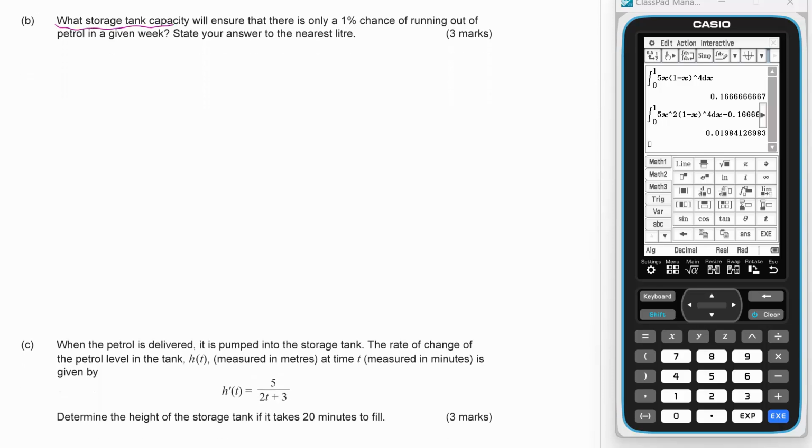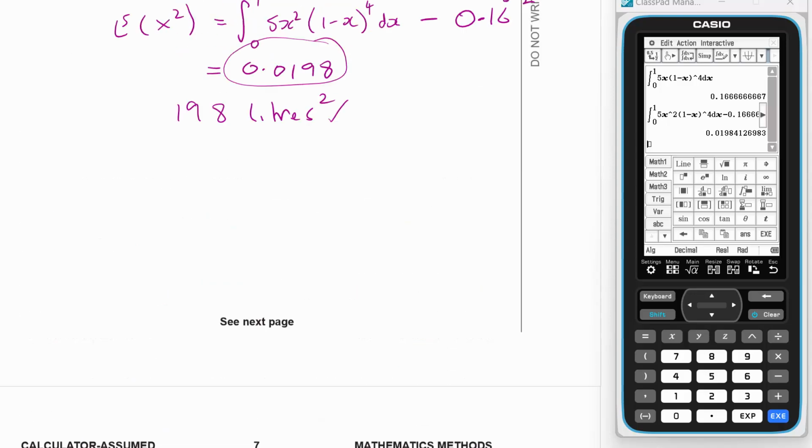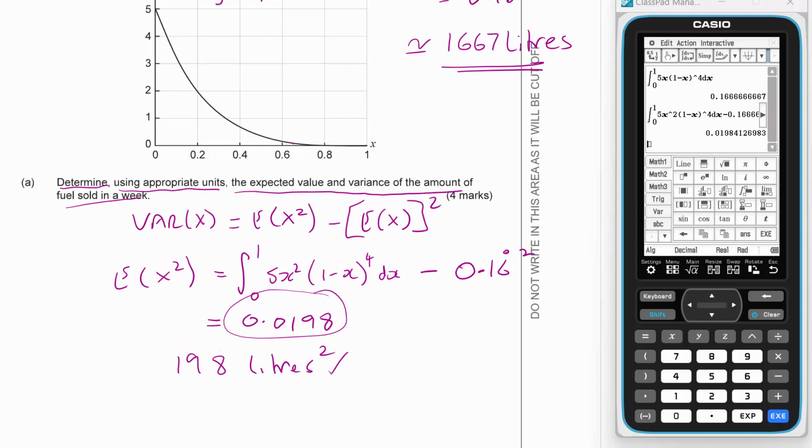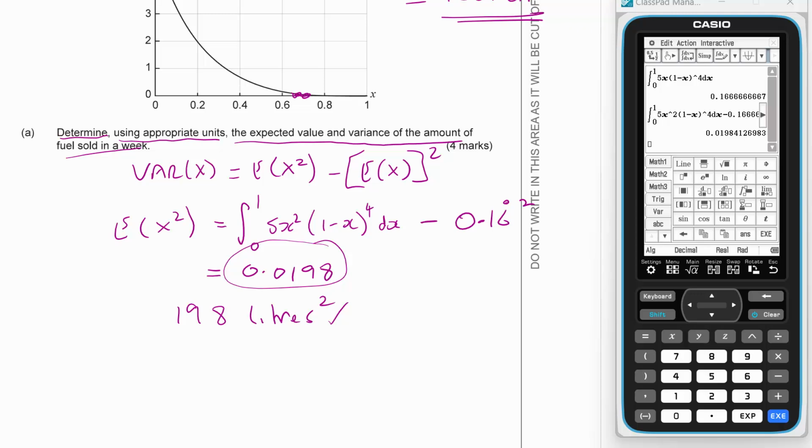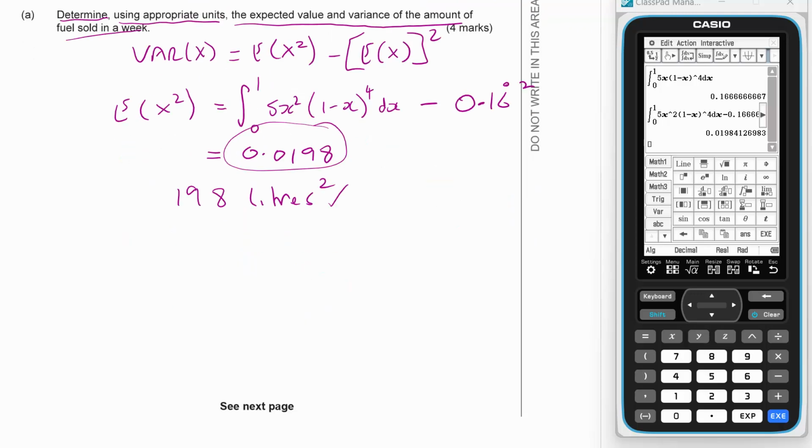What storage tank capacity will ensure that there is only a 1% chance of running out of petrol in a given week? State your answer to the nearest litre. So what we're saying is that there's a 1% chance of running out. So that's just going to be at this end here. And so we're wanting the rest of it to be 99% essentially.